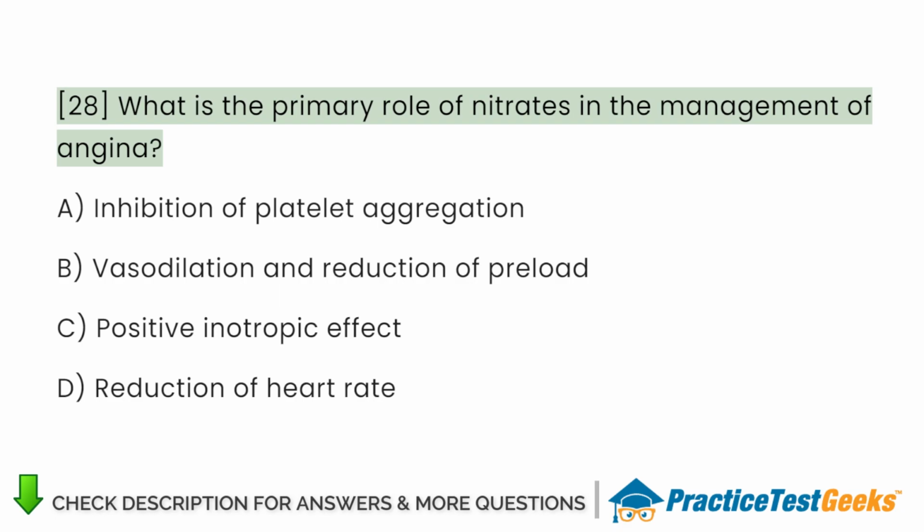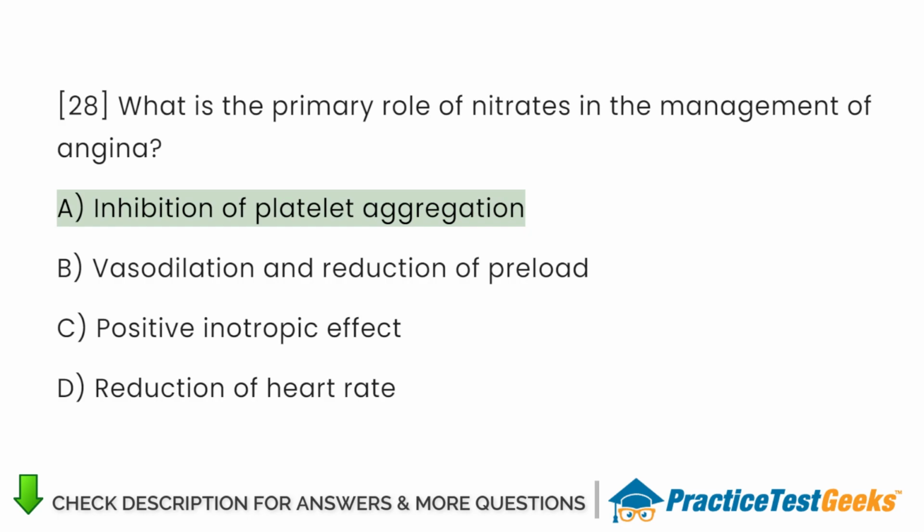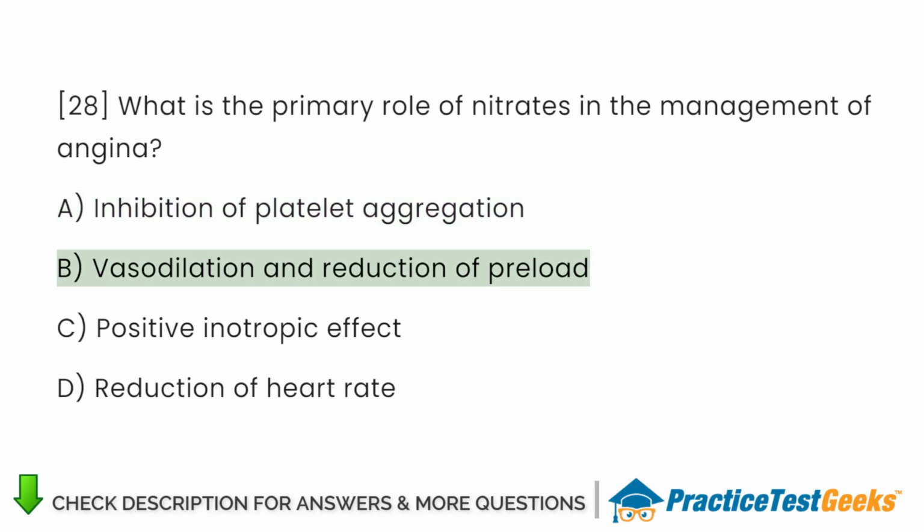What is the primary role of nitrates in the management of angina? A. Inhibition of platelet aggregation. B. Vasodilation and reduction of preload. C. Positive inotropic effect. D. Reduction of heart rate.